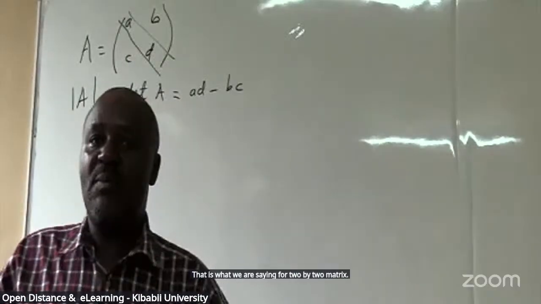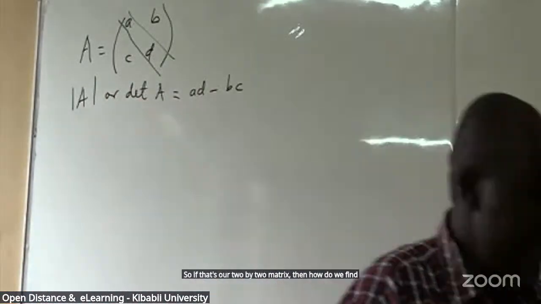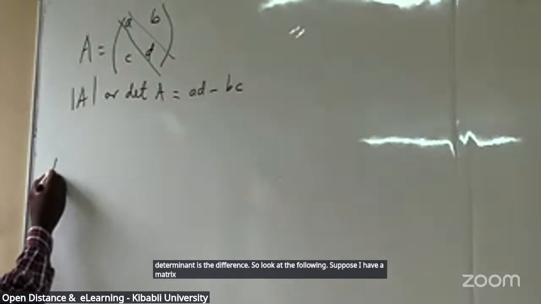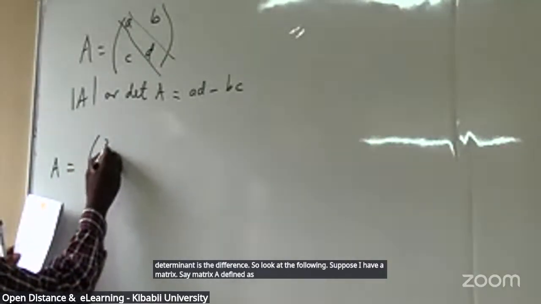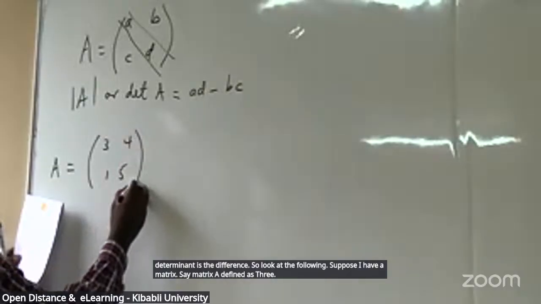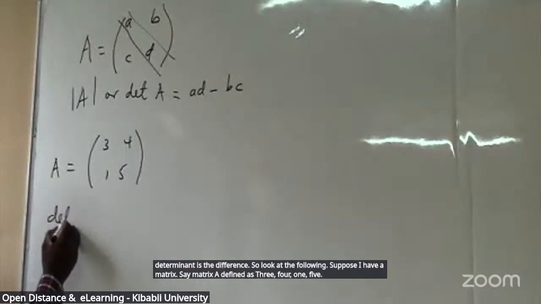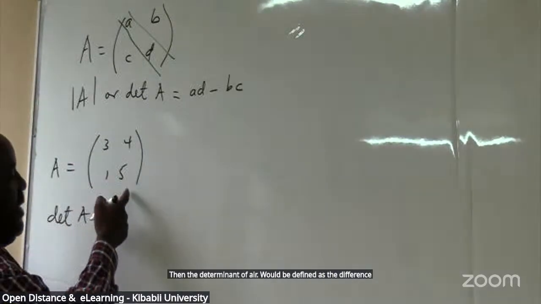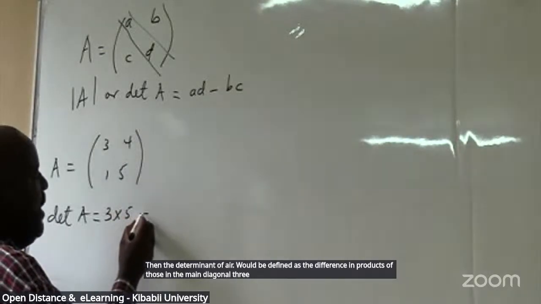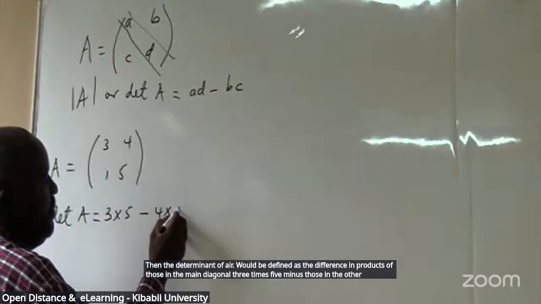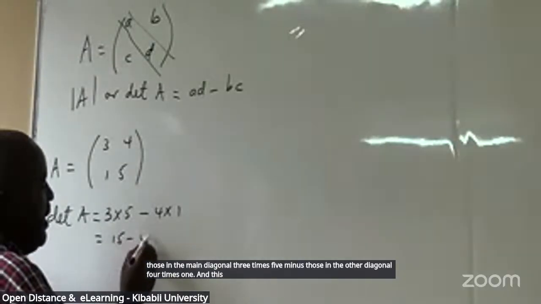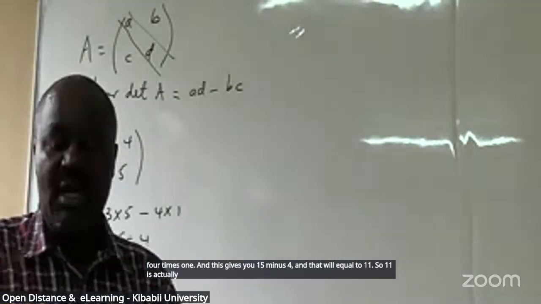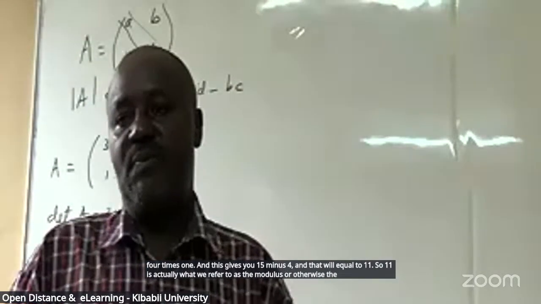So if that's our 2 by 2 matrix, then how do we find the determinant? The determinant is the difference. So look at the following. Suppose I have a matrix, say matrix A defined as 3, 4, 1, 5. Then the determinant of A will be defined as the difference in products of those in the main diagonal, 3 times 5, minus those in the other diagonal, 4 times 1. And this gives you 15 minus 4, and that will be equal to 11. So 11 is actually what we refer to as the modulus, or otherwise the distance.